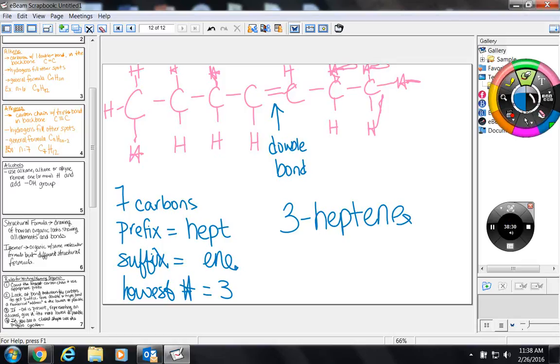So the way we count, from left to right or right to left, depends on where the bond is? Where the bond is. Where the double or triple bond is.